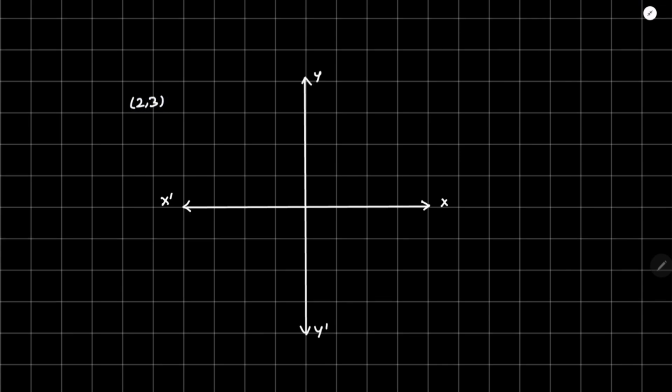Most students make a mistake while plotting this point. They go up first and then right, which is wrong. The correct way is always x first and then y. This point is (2, 3).